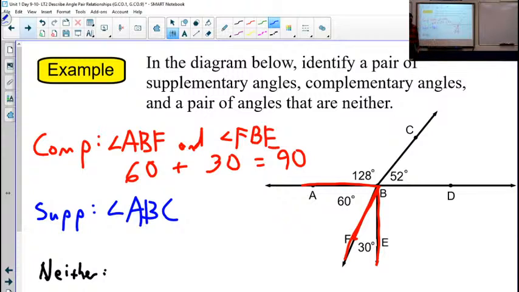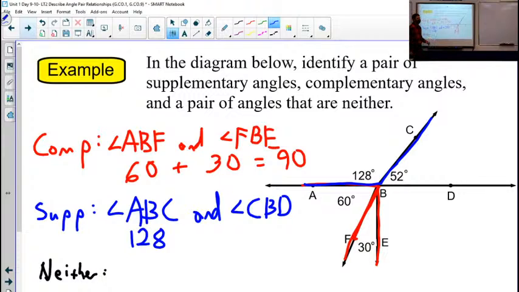Supplementary. I have angle ABC. This is for you to check your work. And angle CBD. What does angle ABC measure? A to B out through C. What's its measurement? 128.